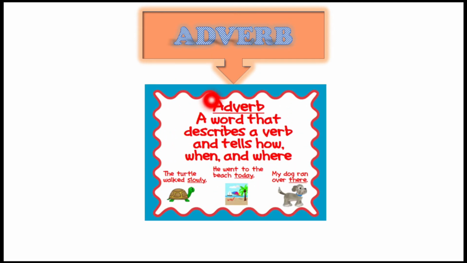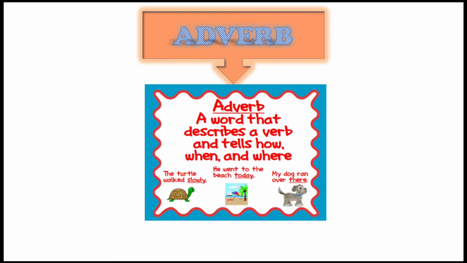Now we'll see the next part of speech. This is adverb. As you can see, there are two words, ad and verb. So it is related with the verb itself. What is this? We will see. Adverb, a word that describes a verb and tells how, when and where. See, the turtle walked slowly. He went to the beach today. My dog ran over there.